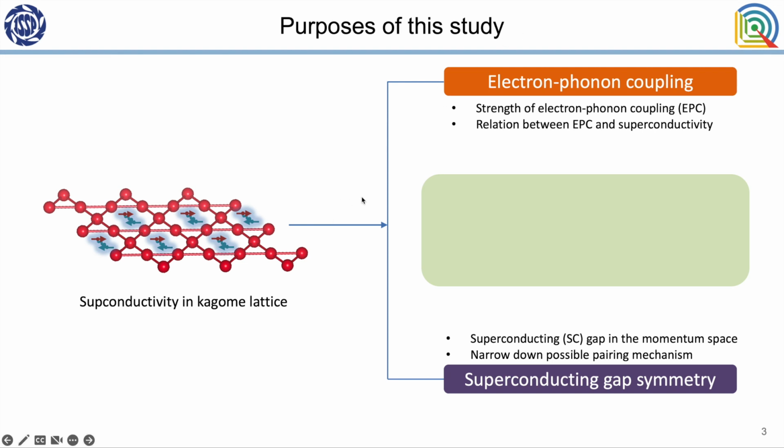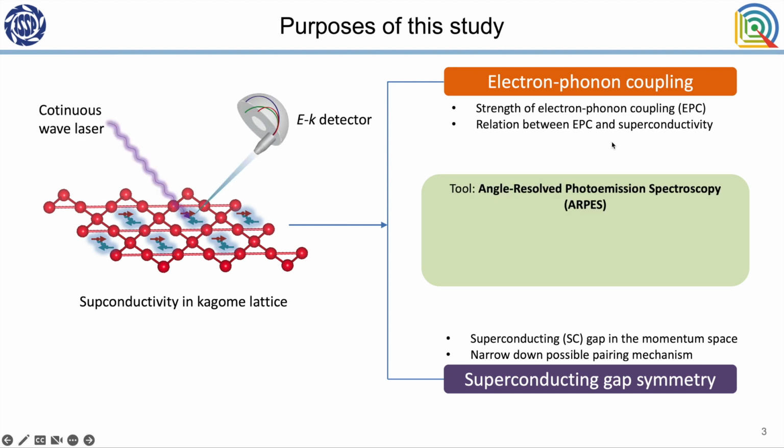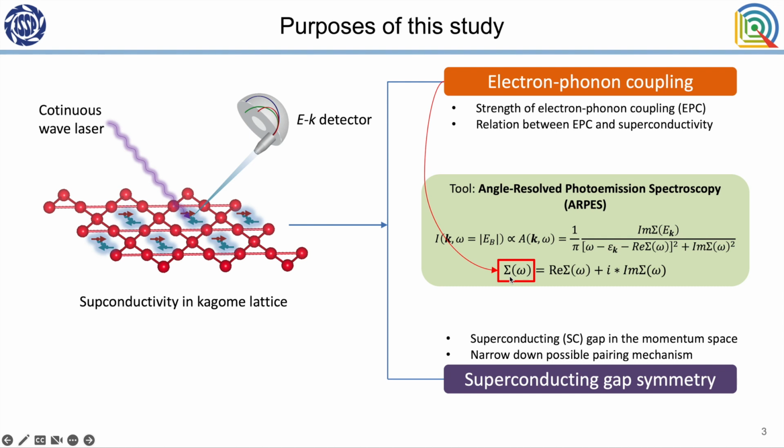Our tool is the so-called angle-resolved photoemission spectroscopy. As the measured intensity by this formula, we can study the electron phonon coupling from the self energy function and extract the superconducting gaps from the electronic energy distribution at different momentum.